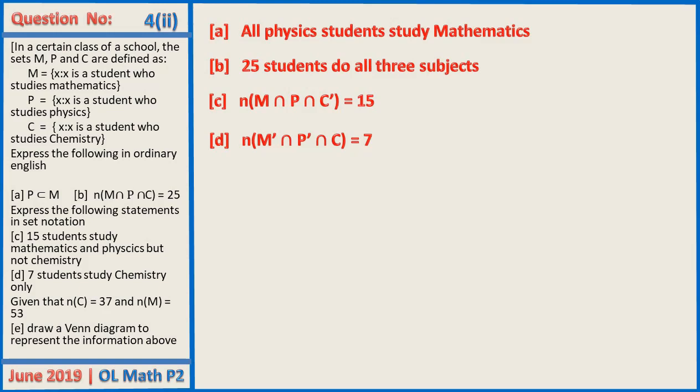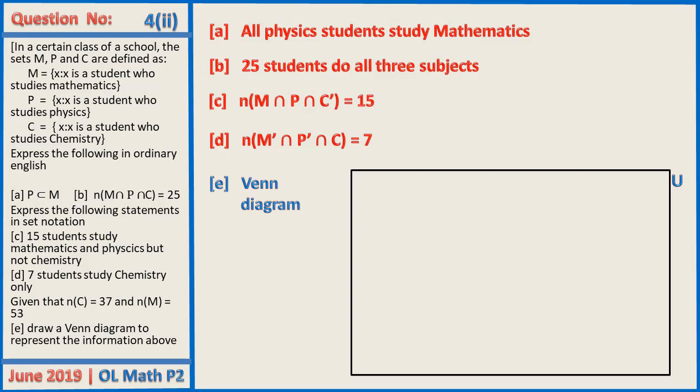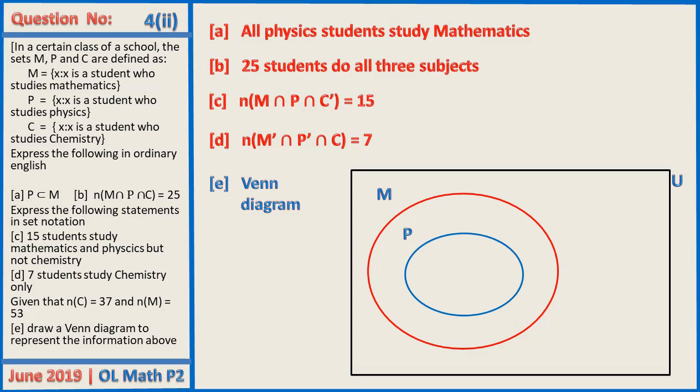So for E, given that the number of students who study chemistry is 37 and those studying maths is 53, draw a Venn diagram to represent the above information. So let's draw the Venn. The universal set U, we have the math set. The next thing is the physics. Note that physics is a subset of math, so we draw it this way. The next thing is the chemistry set.